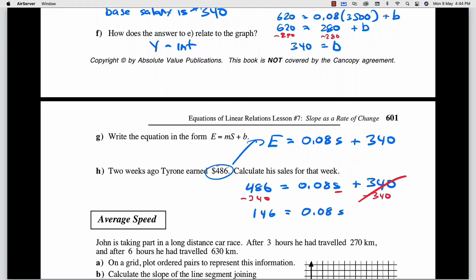To isolate the S, I'm going to divide both sides by 0.08. That's going to cancel right there, leaving us with S equals, so basically his sales equals 146 divided by 0.08, and it equals 1,825. So his sales are 1,825. Don't forget the units, which is dollars.